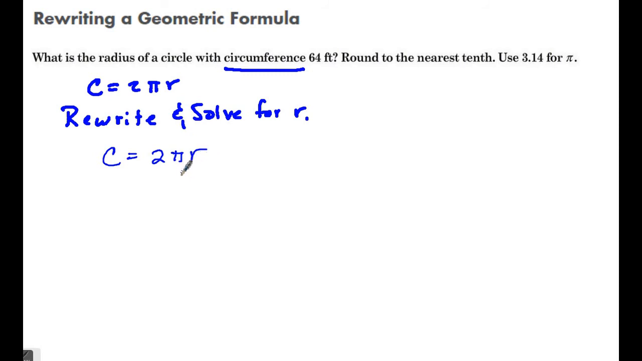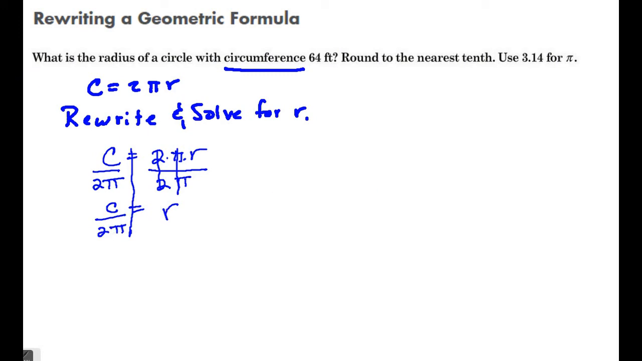So what I need to do is get rid of the 2 and the pi, because 2 and pi are next to the r, so they're both being multiplied. So what I can do is just divide both sides by the 2 and the pi. That way these cancel. Alright, now if I divide by 2 pi, then I must divide the left side of the equation where the C variable is, and divide that by 2 pi. Okay, so I'm left with r equal to circumference divided by 2 pi.